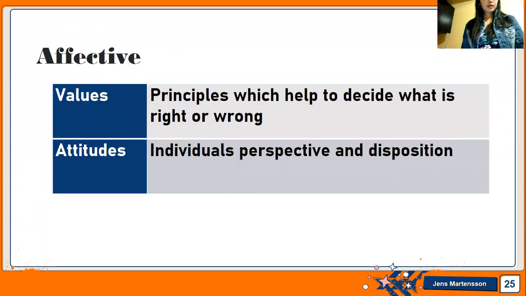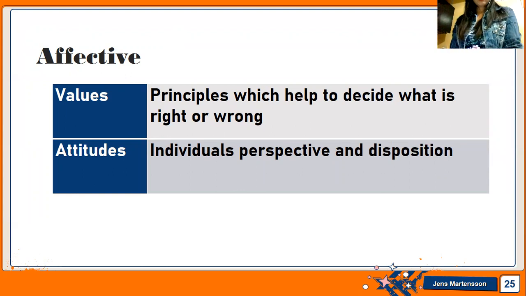Last is the affective. So affective in psychology refers to the underlying experience of feeling, emotion, or mood. So we have values and attitudes. Values is a principle which helps to decide what is right or wrong, and attitude is an individual's perspective and disposition.